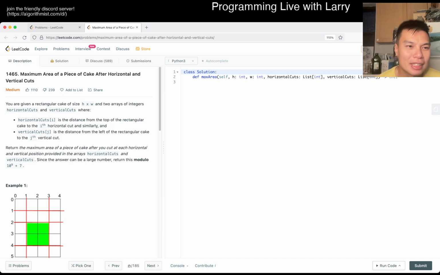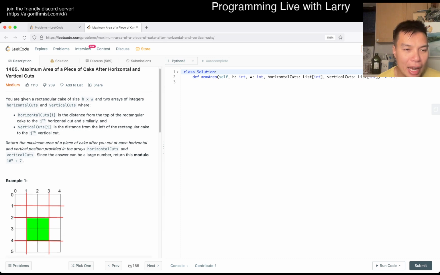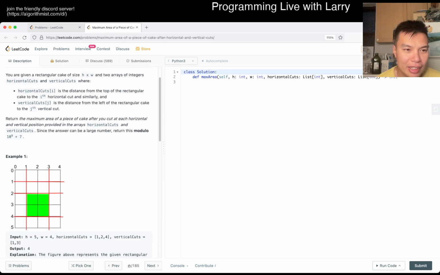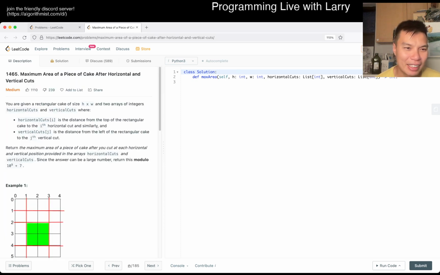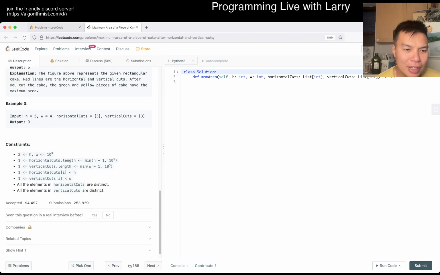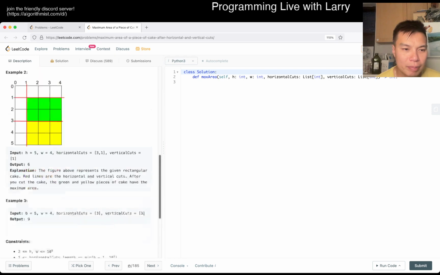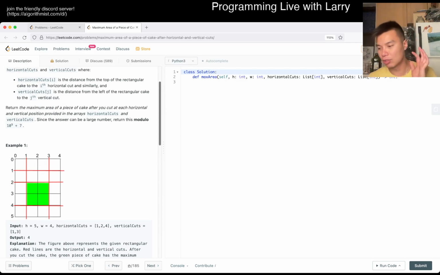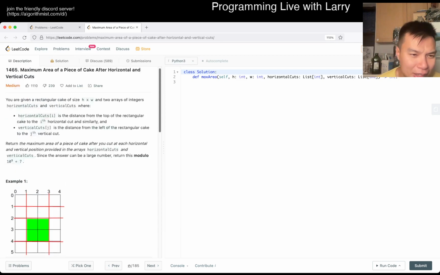Anyway, today's problem is maximum area of a piece of cake after horizontal and vertical cuts. Okay, so let's say we have I cut. We cut all these things, and then you want the biggest, like you want one slice of cake or something like that, right? Okay, so I think I see the answer. Maybe I could be wrong about it.